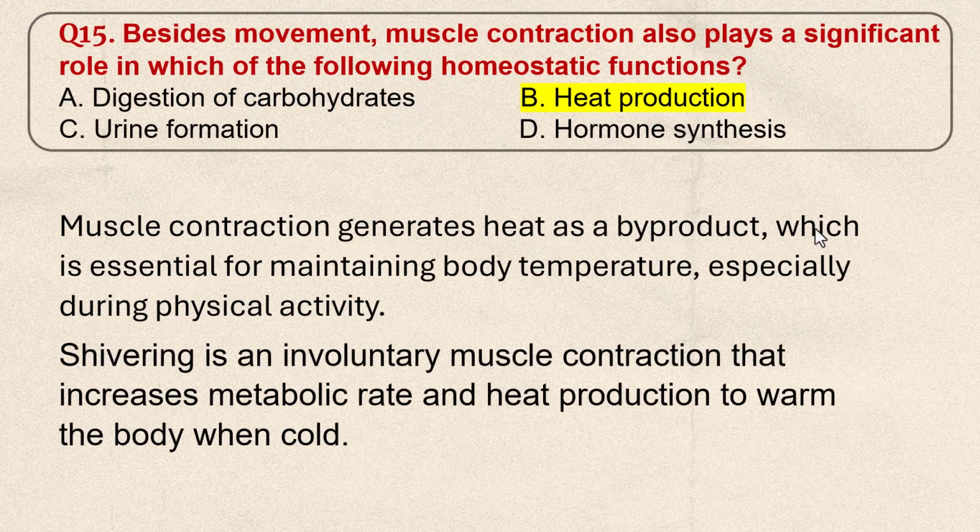The correct answer is heat production, because muscle contraction generates heat as a byproduct, which is essential for maintaining body temperature, especially during physical activity. So if you are in a cool climate, you will get shivering. Shivering is an involuntary muscle contraction that increases the metabolic rate and heat production to warm the body when cold.